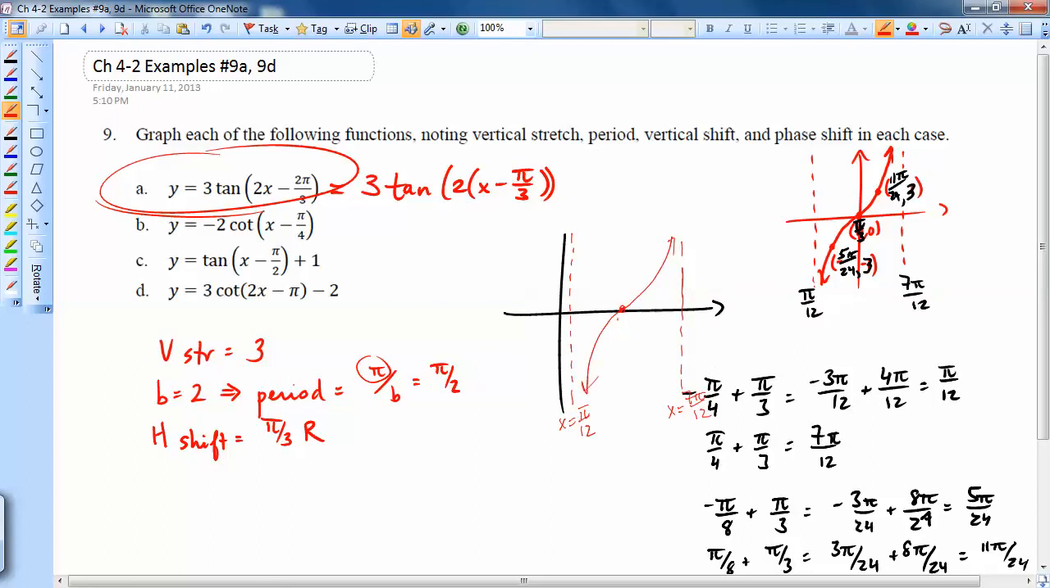label on here would be like pi over 3 comma 0, 11 pi over 24 comma 3, and 5 pi over 24 comma negative 3. So there would be 3 good points. Just making sure that works. Yep, that's all good. All right. Okay, I'll do D in a different video just so this one doesn't seem too long.